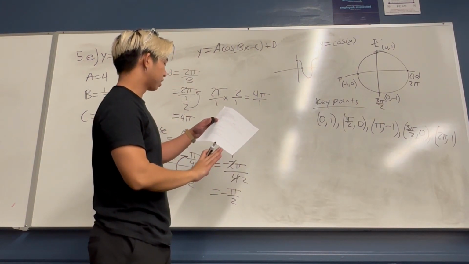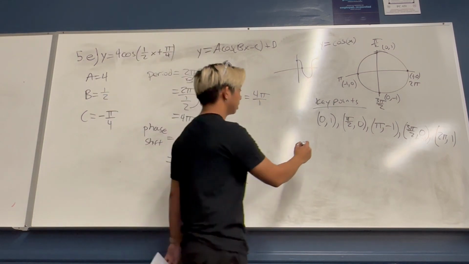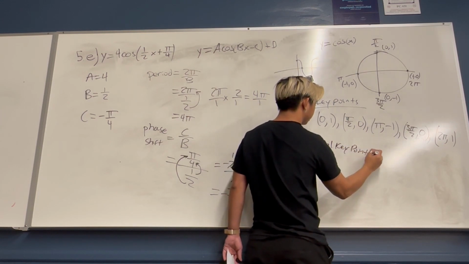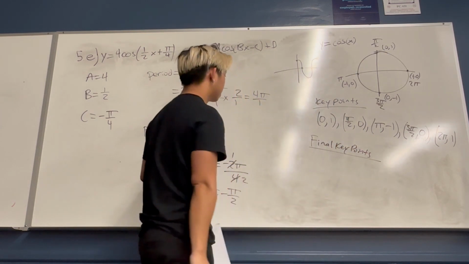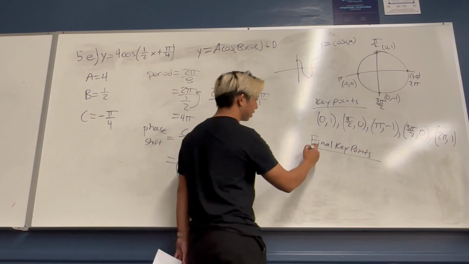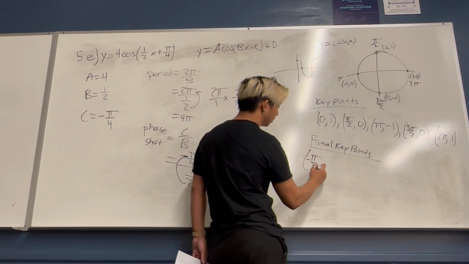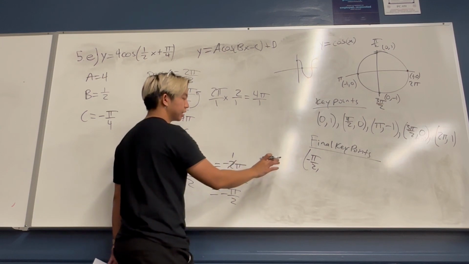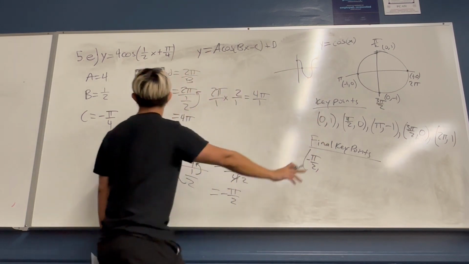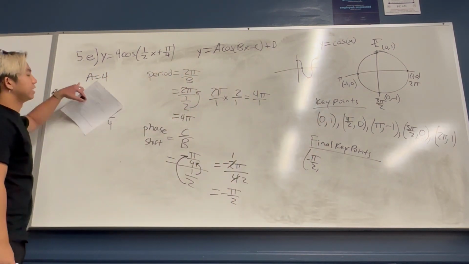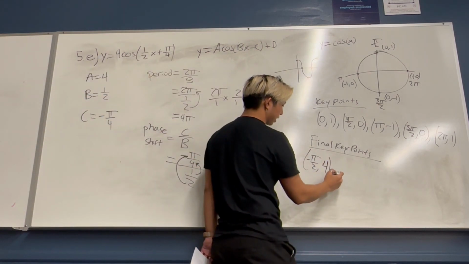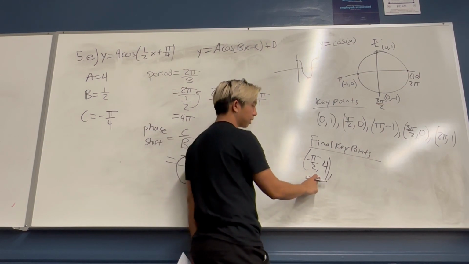So now it's asking what will be the final key points. So now this is final key points. Again, what do we know about final key points? What's our first point again? It's our phase shift, right? So our phase shift here is negative pi over 2. So our phase shift takes place of our x coordinate here. And I want to look up here, what's our base function y? It's 1, right? So I want to plug that into the amplitude here. Amplitude is 4, right? So 1 times 4 is 4. So our first coordinate is negative pi over 2, 4.